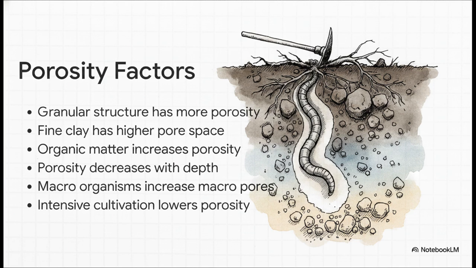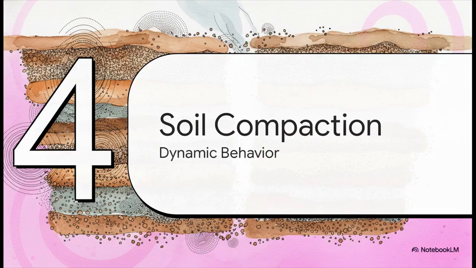We also have to consider living organisms. Earthworms, rodents, and insects actively increase macropores. And finally, cultivation. Intensive cultivation lowers porosity because it reduces organic matter. And that idea of reduced porosity leads us perfectly into our fourth and final section, the dynamics of soil compaction.